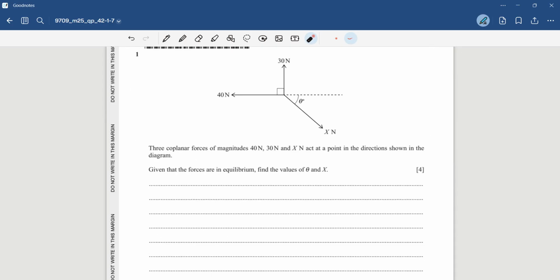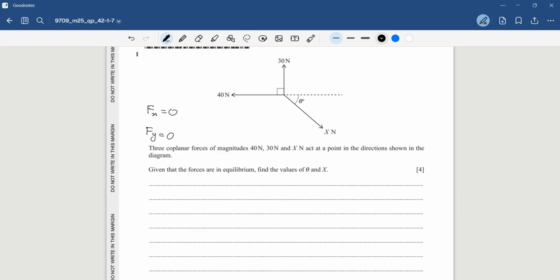Three coplanar forces of magnitude 40, 30, and x act at a point in the direction shown in the diagram. Given that the forces are in equilibrium, find the value of theta and x. Since the question said the forces here are in equilibrium, we can say that my Fx is equivalent to 0 and my Fy is equivalent to 0.